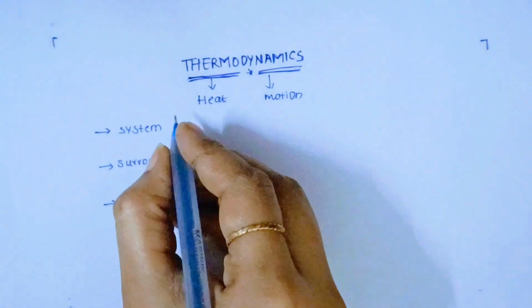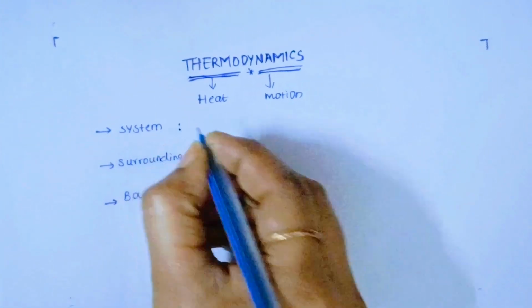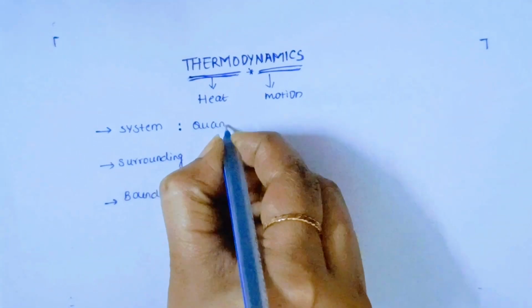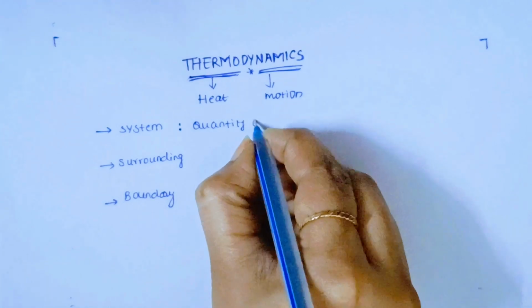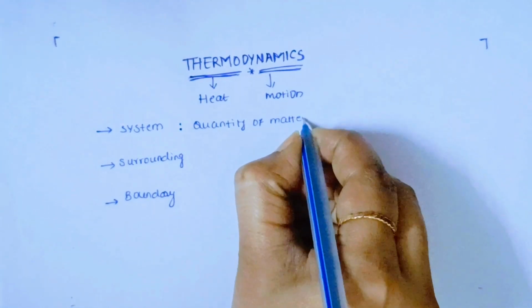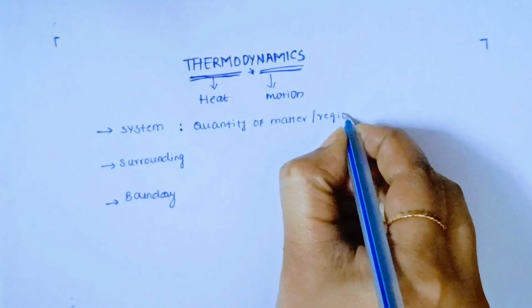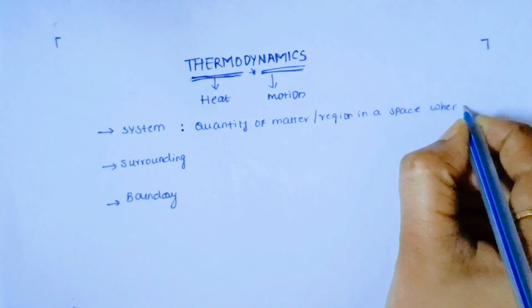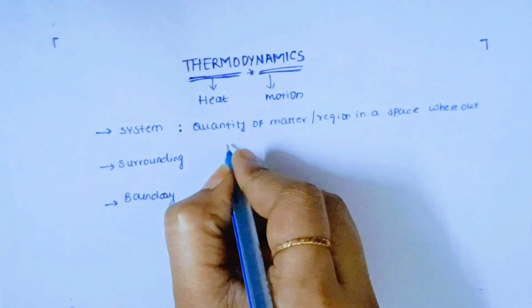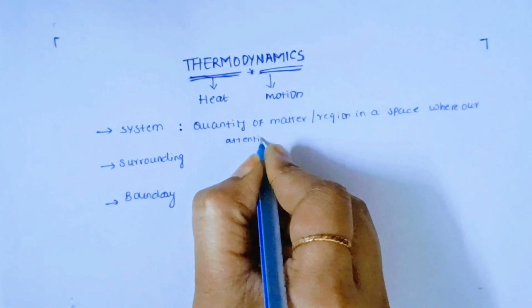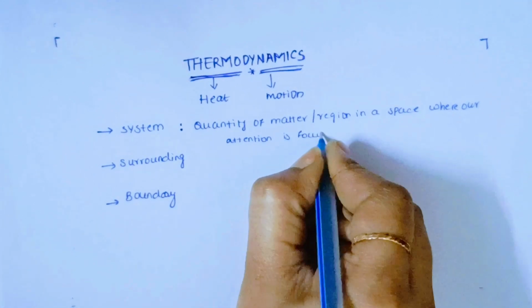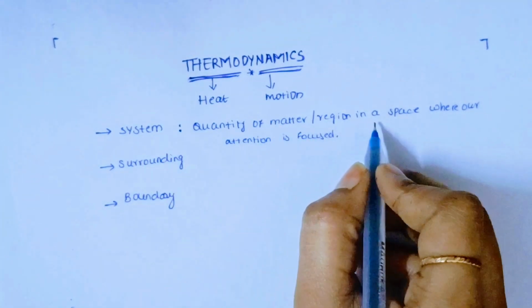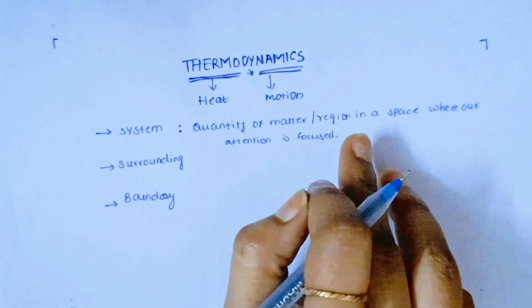The basic definition of a system is that a system is the quantity of matter or region in a space where our attention is focused. System is nothing but the quantity of matter or region in a space where our attention is focused.